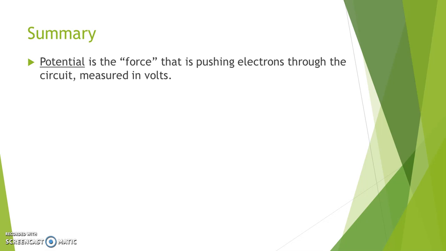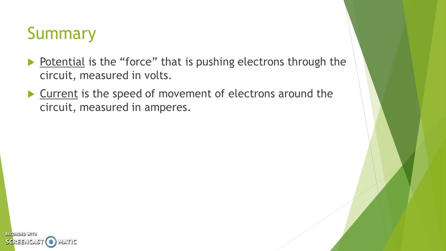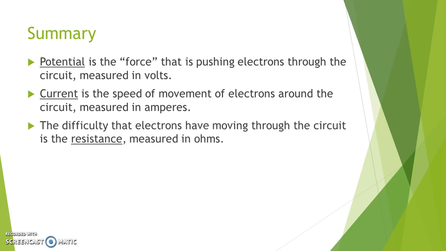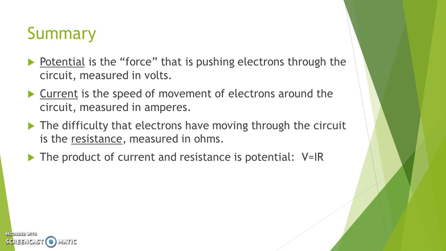So to summarize, potential is the force that pushes electrons through the circuit, and we measure it in volts. Current is the speed of movement of electrons around the circuit, measured in amps or amperes. And the resistance of electrons to movement through the current is fittingly called resistance, measured in ohms. And Ohm's law gives us a very productive relationship between current, resistance, and potential. V equals IR, or current equals potential divided by resistance.